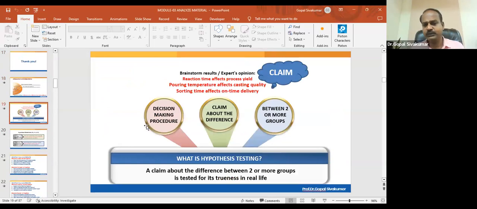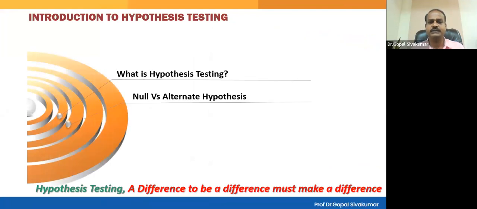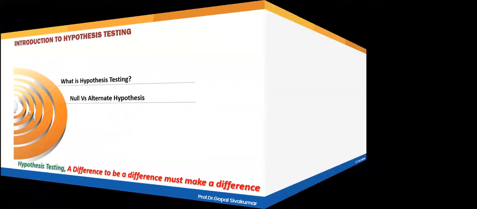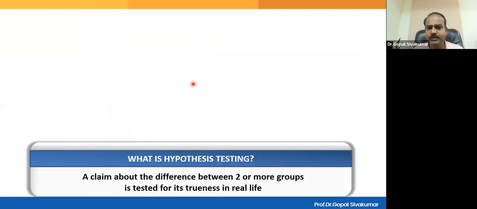So what is hypothesis testing? What is the null hypothesis? What is the alternate hypothesis? Hypothesis testing is nothing but a validation procedure, right? A statistical procedure to validate any claim or any statement. So the claim is always about two scenarios or multiple scenarios, isn't it?